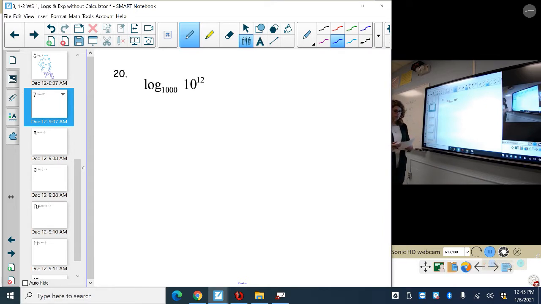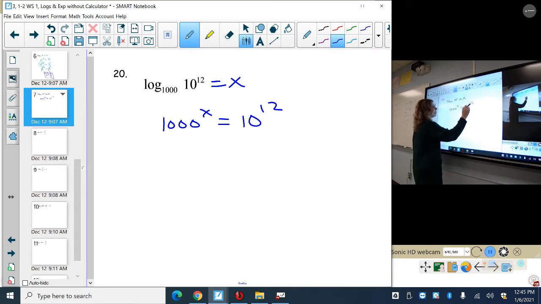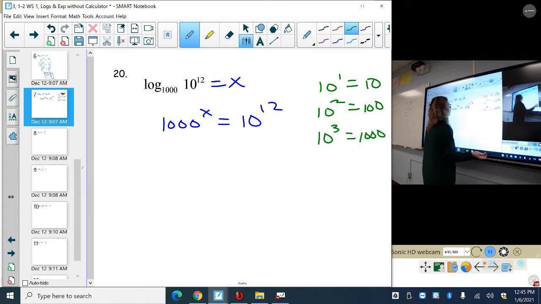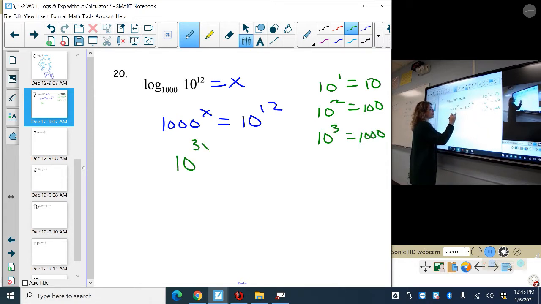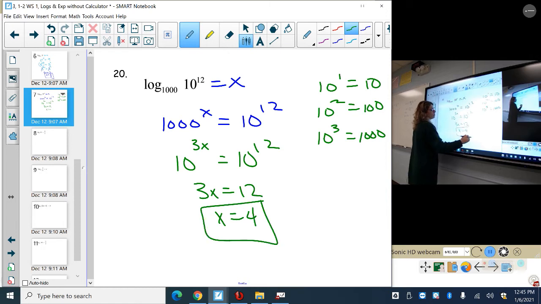Number 20. Same exact thing, setting this equal to x. 1,000 to the x is equal to 10 to the 12th. Well, 10 is fine. 1,000, let's think about this. 10 to the first is 10. 10 squared is 100. 10 cubed is going to be 1,000. So this is 10 to the 3x is equal to 10 to the 12th. So 3x is equal to 12, and x is equal to 4.